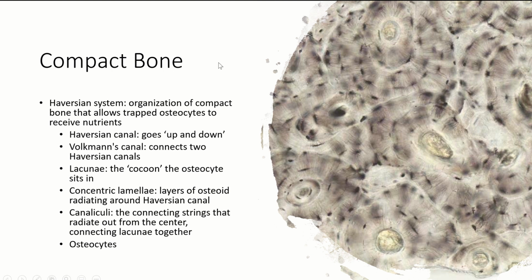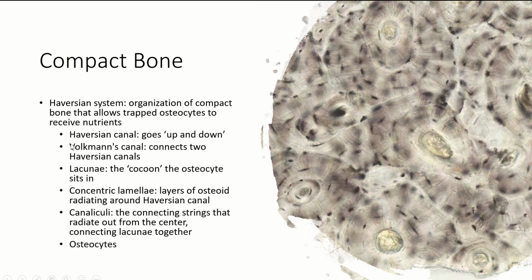Okay, so now we're going to look at compact bone. So compact bone is a little bit complicated, and remember that's because we said we've got so much osteoid in here. It's very compact. We've got that very hard osteoid that we actually can't get blood to freely diffuse through like we can for other soft tissues, okay? So we have this special system called the Haversian system. And it's basically just the way that bone organizes itself in order to allow for nutrients to get to every single one of these trapped osteocytes, okay?